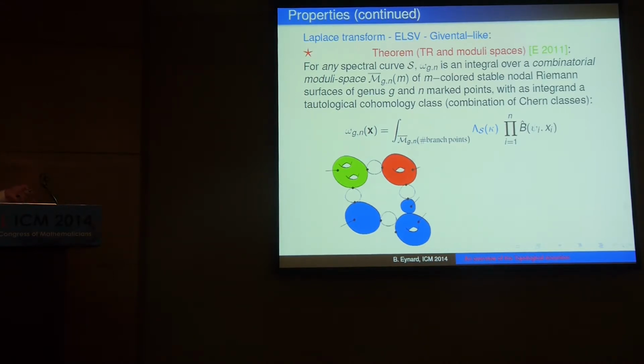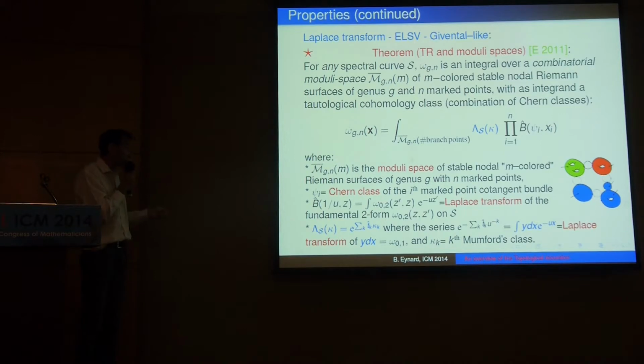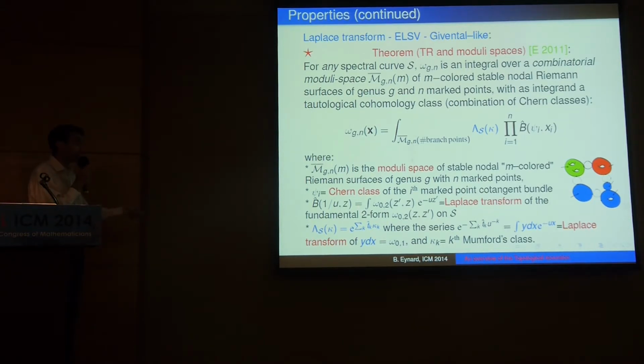But the important point is how to compute that cohomology class. So the beautiful property is that this cohomology class is always the exponential of a linear combination of Mumford's kappa classes, which are well-known objects. And so the thing we have to compute is the coefficients, the t hat k here. What are the coefficients of that linear combination? And it turns out that they are very easy to compute.